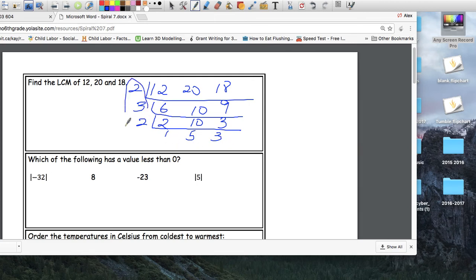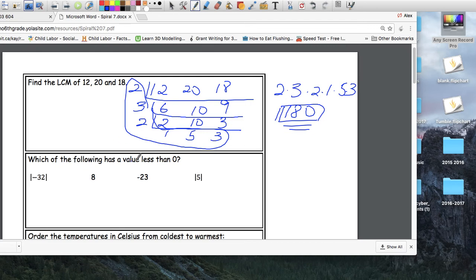But the LCM is the product of all these numbers. So we get 2 times 3 times 2 times 1 times 5 times 3. 2 times 3 is 6, times 2 is 12, times 1 is 12, and 12 times 5 is, I have no idea, 60. 60 times 3, 180. So the LCM is 180. What does this mean? 180 is the smallest number that 12, 20, and 18 can go into.